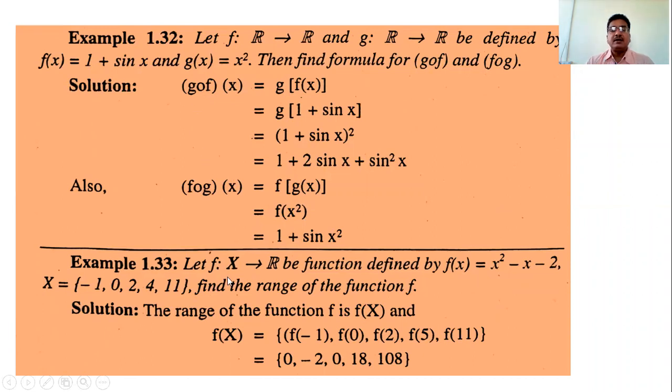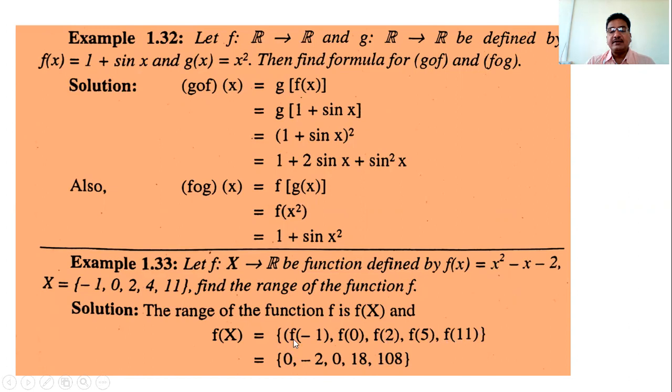The next example: f is a function from X to R defined by f(x) is equal to x square minus x minus 2, and X is this set, that is the domain. It contains these 5 elements. Find the range of the function. The range of the function, notation f(X) or capital R in round bracket f, is equal to the set of all images. So image of -1, image of 0, that is f of 0, f of 2, f of 5, f of 11, in curly bracket because it is a set.